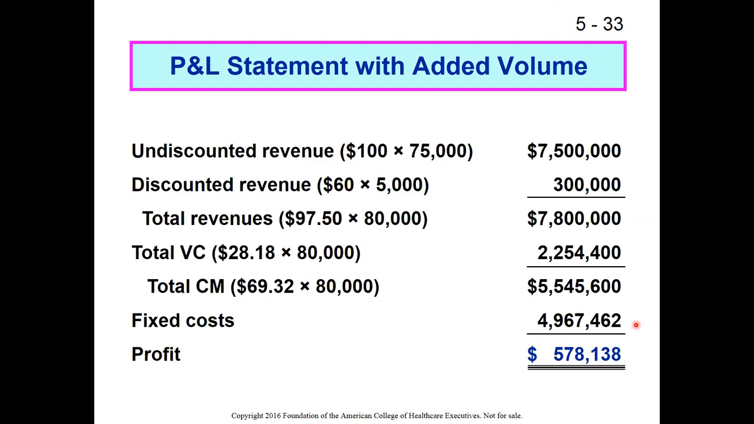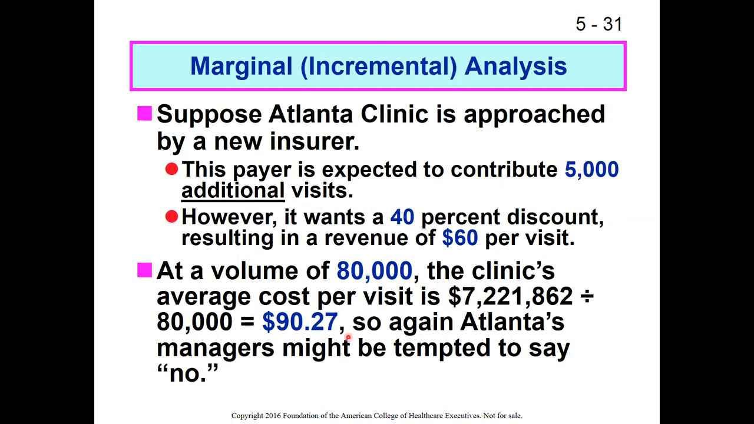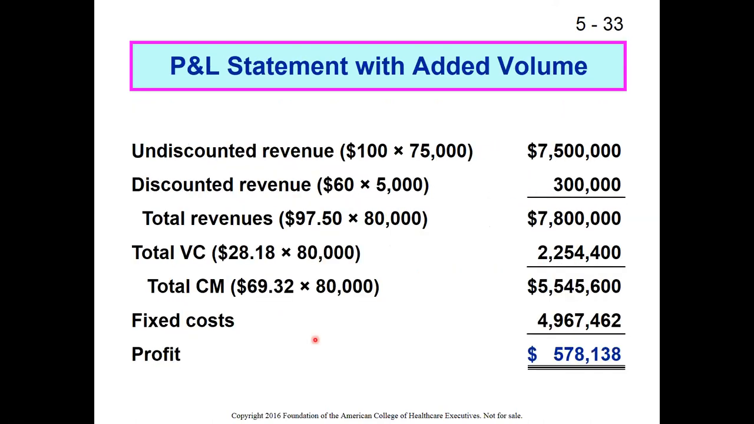We're not hiring more employees. We're not building new buildings. We had unused capacity, and we're going to use that unused capacity to take care of these 5,000 additional patients. And what happens? We wind up with additional profit. So even though those 5,000 new patients were paying $60, which is less than our average cost at 80,000, it still makes sense. So average cost is not a good way to think about whether you should take on additional patients or not. You want to think about the marginal cost.